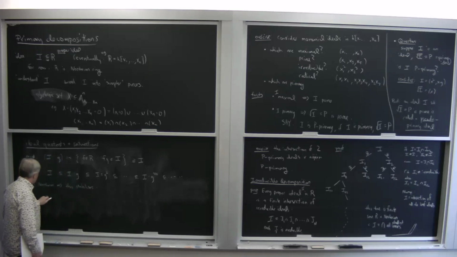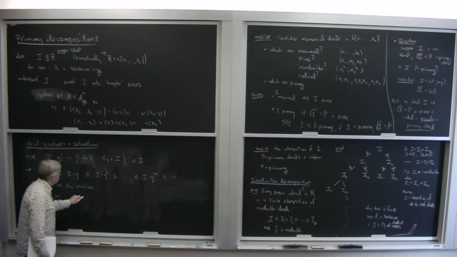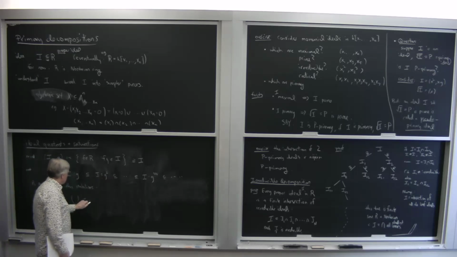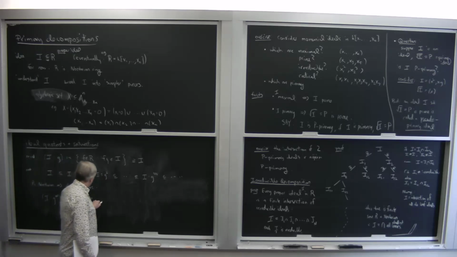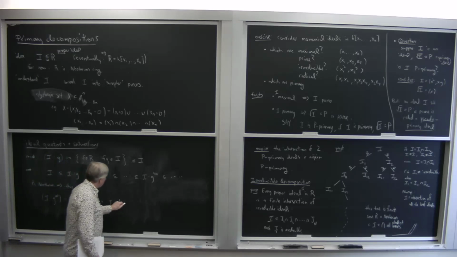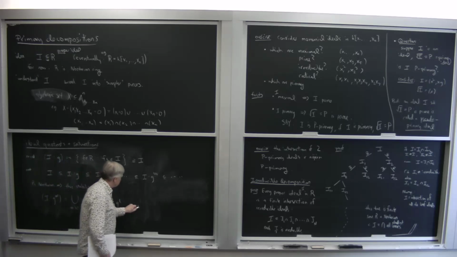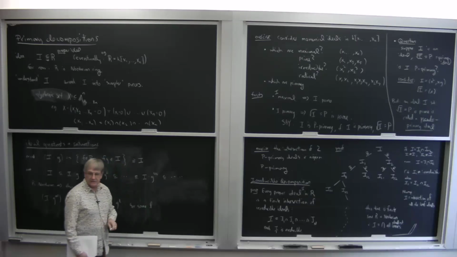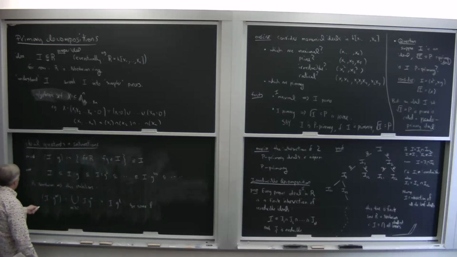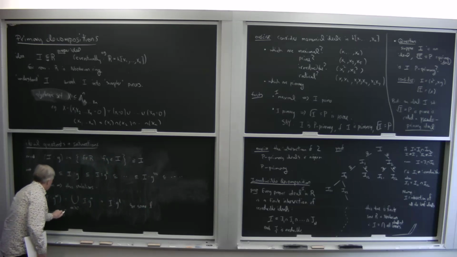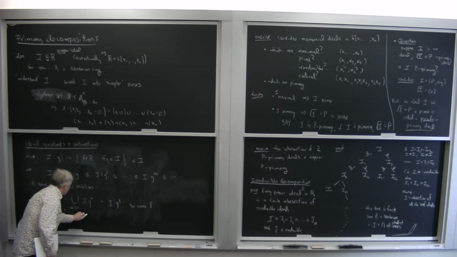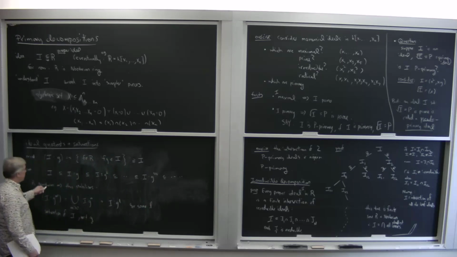And we define I colon G infinity. This doesn't mean anything except by this notation. One way to think of it is the union of all these, I colon G to the M for M greater than or equal to 0. But this is also equal to I colon G to the L for some L. Makes sense? This is called the saturation of I with respect to G. We know how to compute both of these using Gröbner bases, yes?